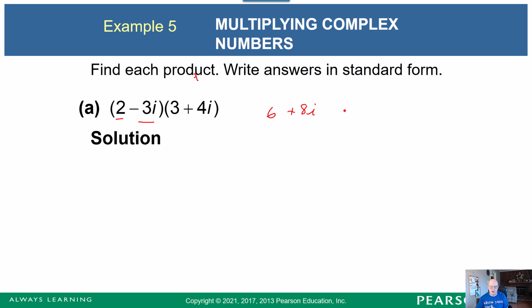Minus 3i times 3 will be minus 9i. And then we've got the minus 3i times 4i will be minus 12i squared. Remember, this is a negative 1. So what we have here is 6 from here and a positive 12 from here, because you've got minus 12 times a minus 1. So you'll be adding 6 plus 12 for the real part. So, oops, 6 plus 12 isn't 12, is it? It's 18. There we go.